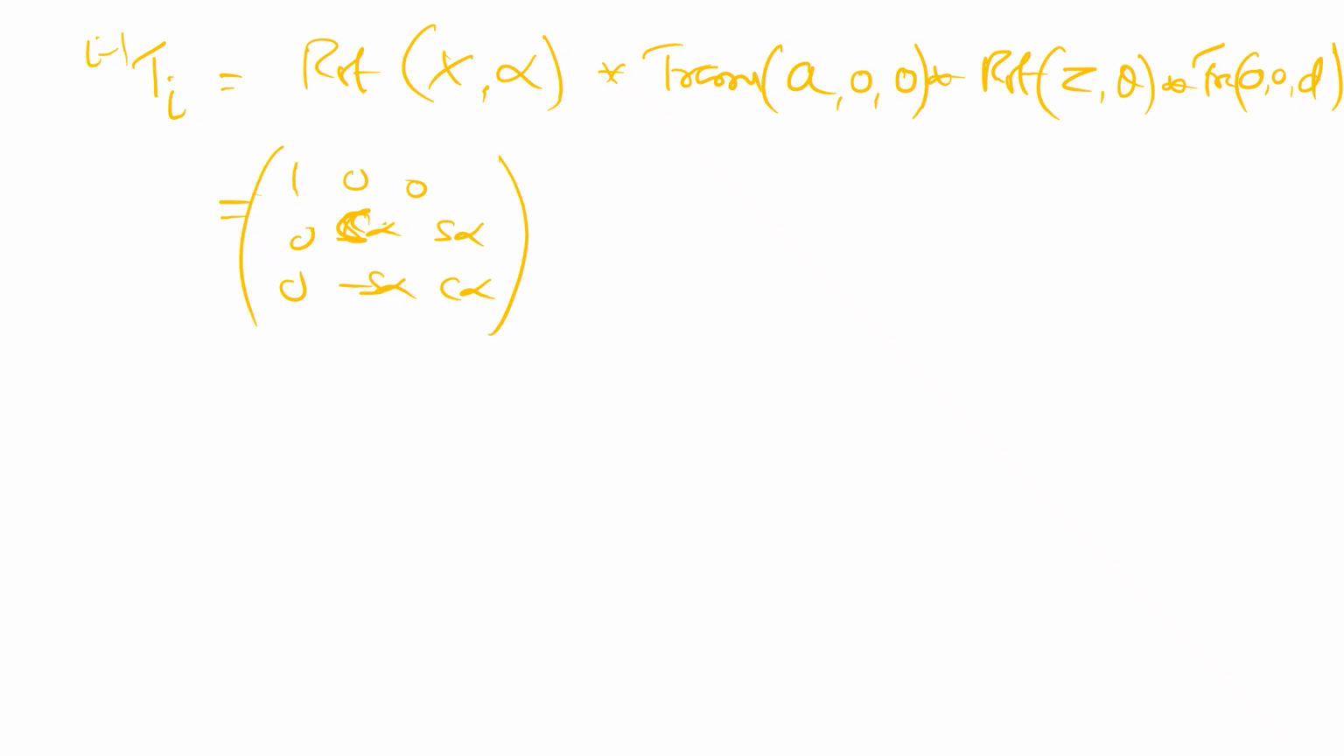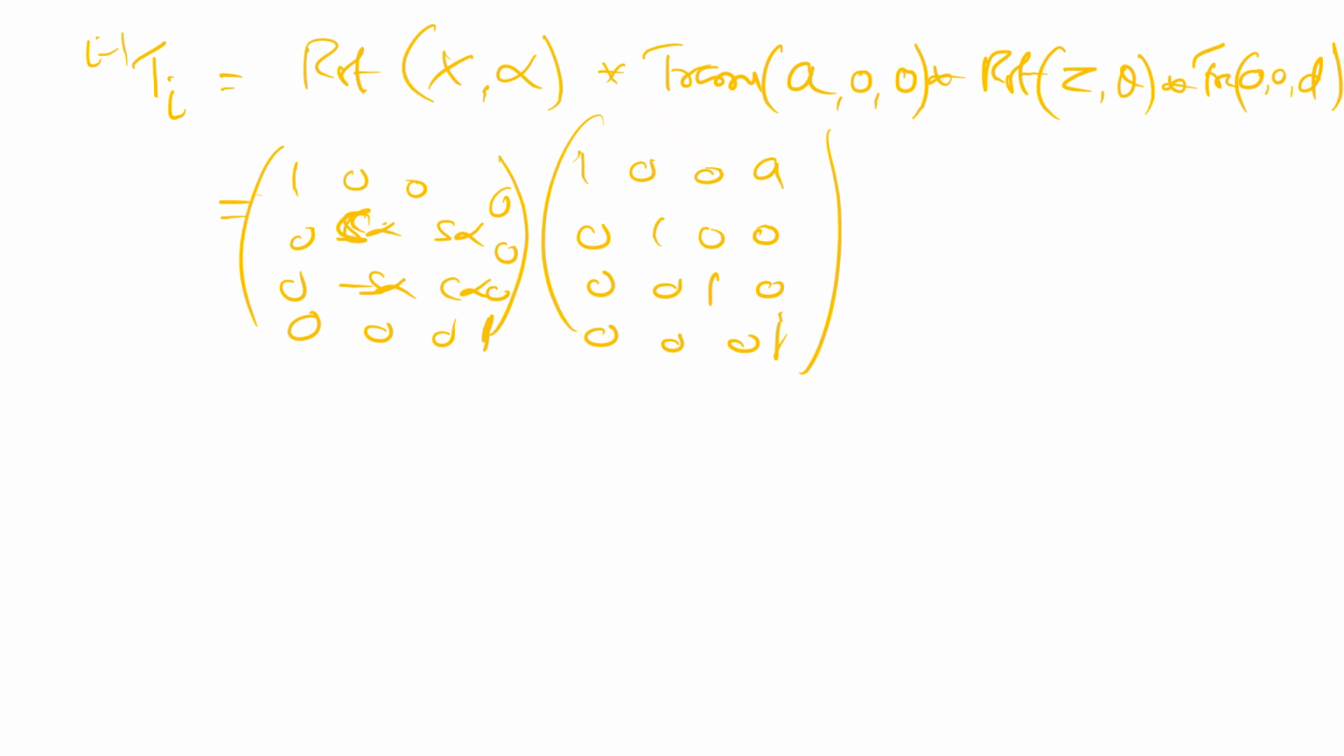Translation we need as 4 cross 4, so better make it 4 cross 4, with 0, 0, 0, 1. In this, there is no rotation, so 1, 0, 0, 0, 1, 0, 0, 0, 1. And then the movement is A. There is no Y and no Z.